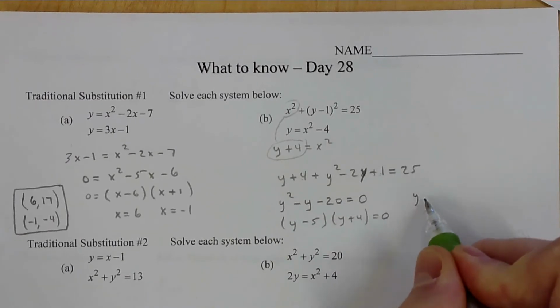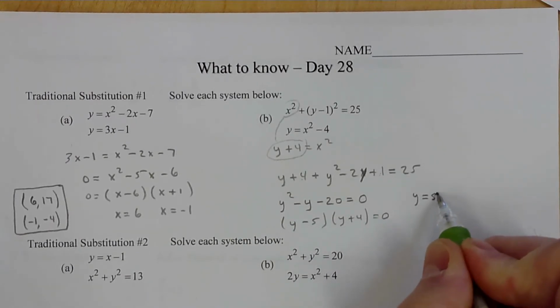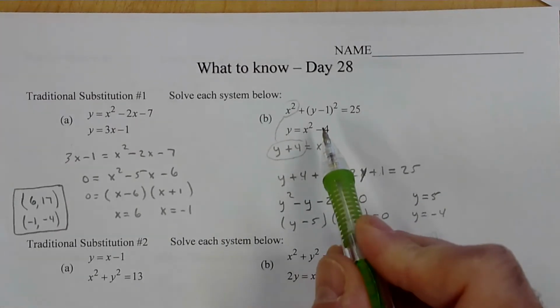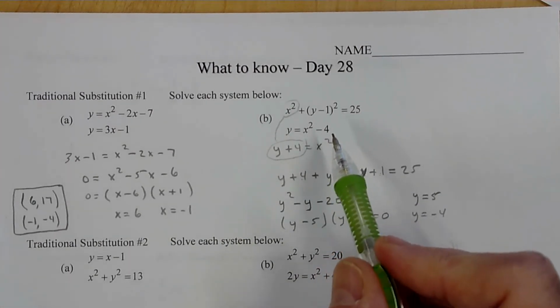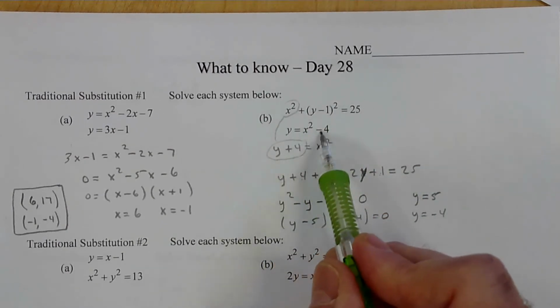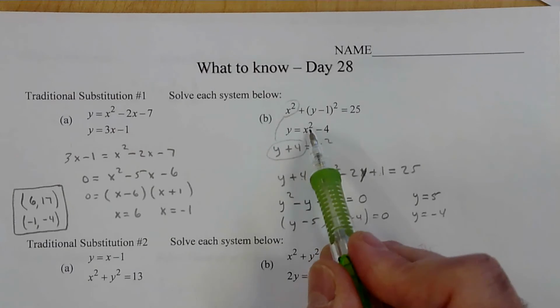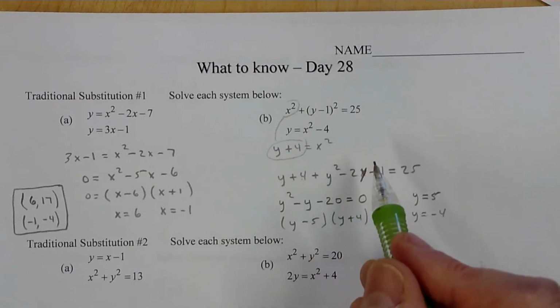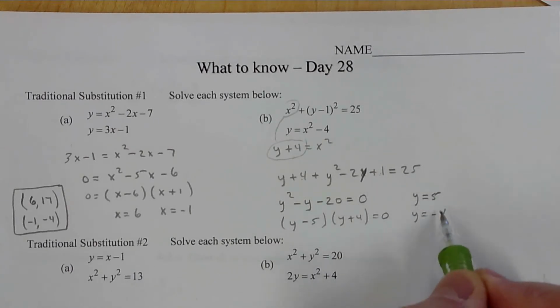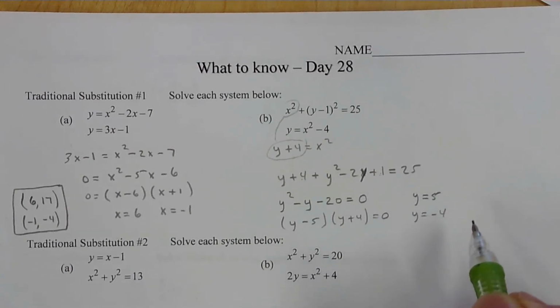I get two answers: y equals 5 and y equals -4. So if we go back up here and take a look at our original equations, we have a circle and we have a parabola. And a circle and a parabola could intersect in 4 places, 3 places, 2 places, 1 place, and no places. So we're going to take our y values and see how many answers we actually get.